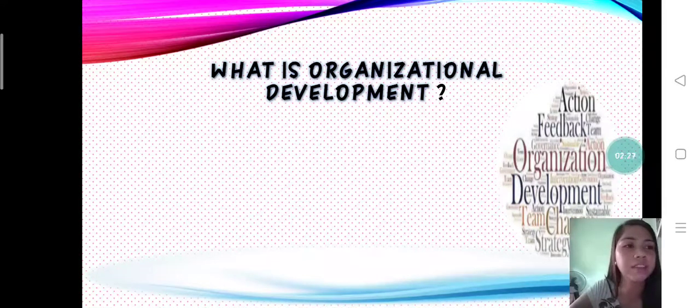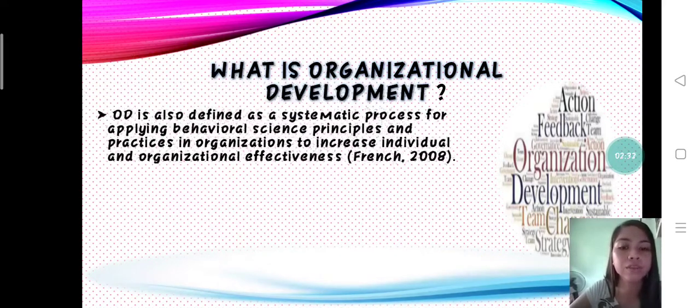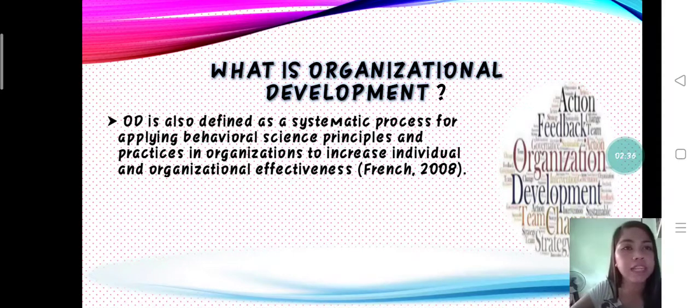What is organizational development? When we say organizational development, according to French 2008, organizational development is defined as a systematic process for applying behavioral science principles and practices in organizations to increase individual and organizational effectiveness. So meaning, this means that tools and techniques of organizational development can improve an organization, and it also provides managers updated setup of concepts and methods for managing their organization.